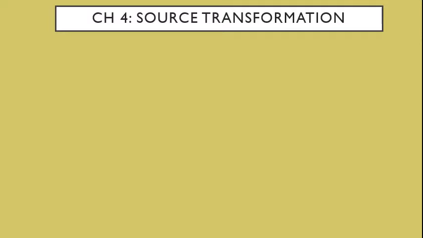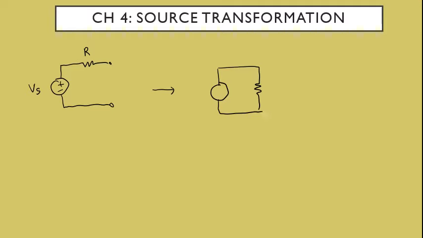Basically, the idea of source transformation is to transform a voltage source. A voltage source must be in series with a resistor. So you have a VS here, voltage source, and you have a resistor. What to transform? You're going to transform this series configuration here into a current source in parallel with a resistor.